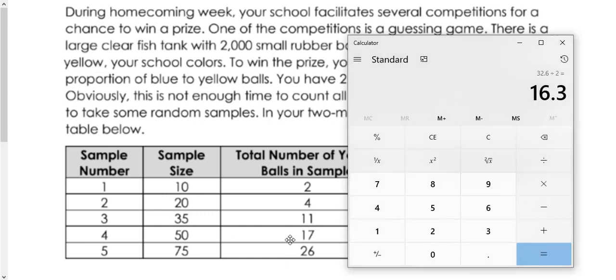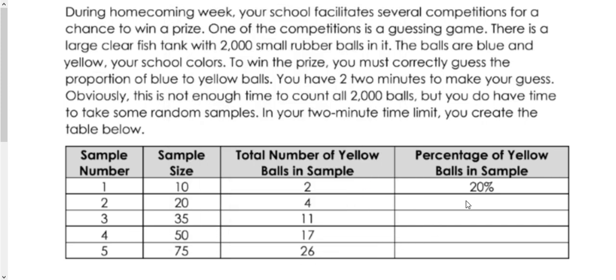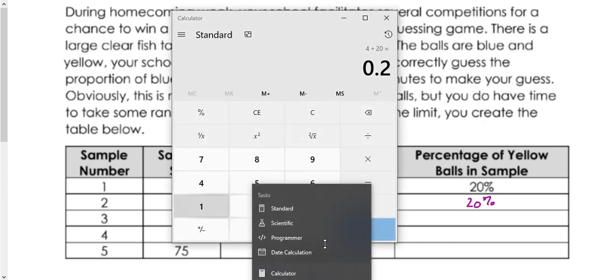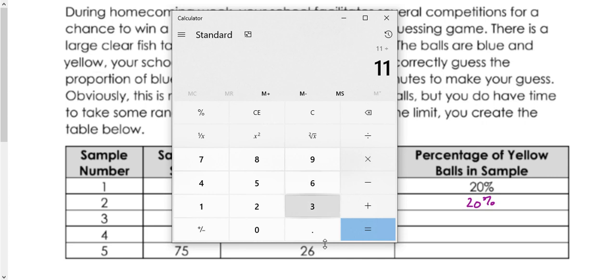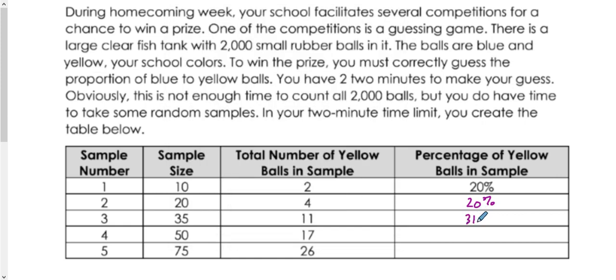So the next time it's 4 out of 20. So we're going to take our calculator and we're going to do 4 divided by 20. And so the second time we got another 20%. All right. So that's 20% or 0.20. I'll do 20%. The next time 11 out of 35. So we get our calculator out. 11 divided by 35. We end up with about 31.4% of yellow balls.